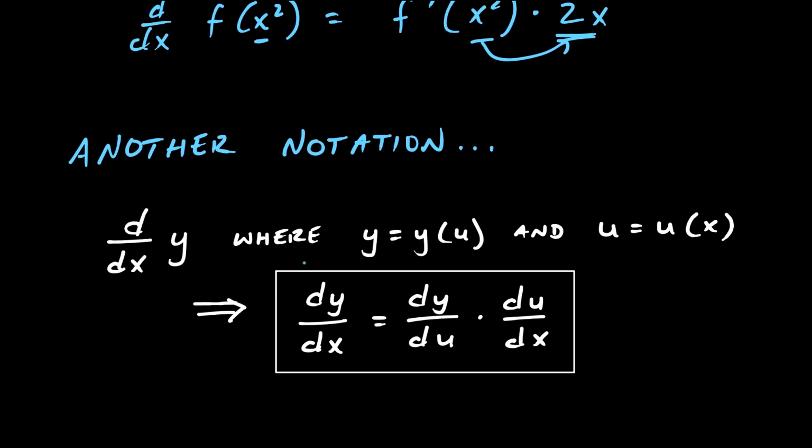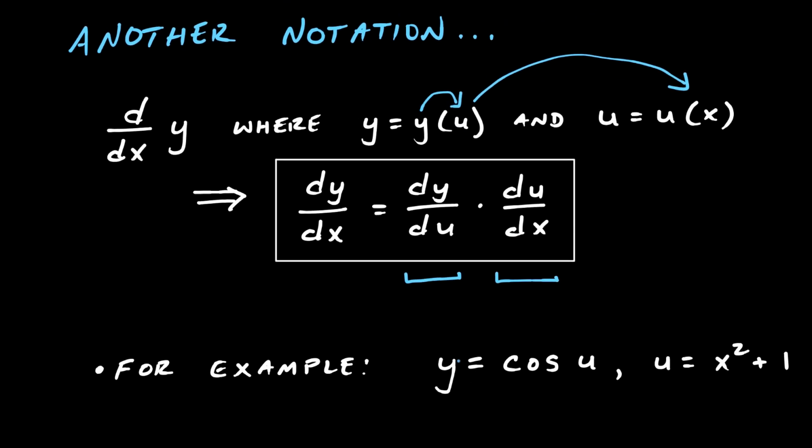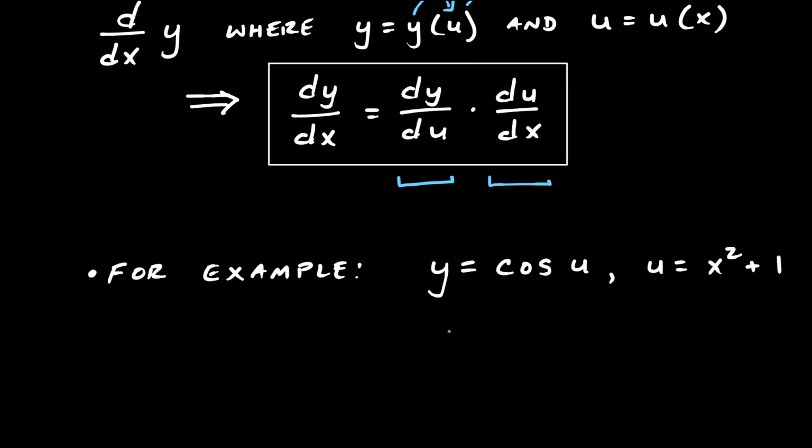So another notation you may see is Leibniz notation. Basically, if you're going to take the derivative with respect to x of y, and y is some function of u, and u is some function of x, you can see the chain rule in action here. We have y to u, and then we have u to x. That's the idea of the chain rule. It's simply going to be the derivative of y with respect to u times the derivative of u with respect to x. Let's take a look at an example with that notation.